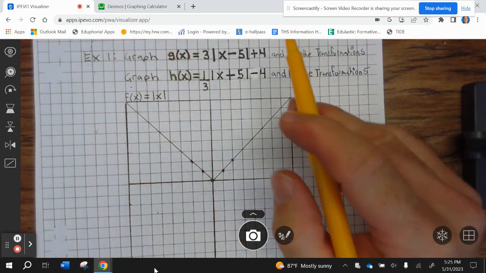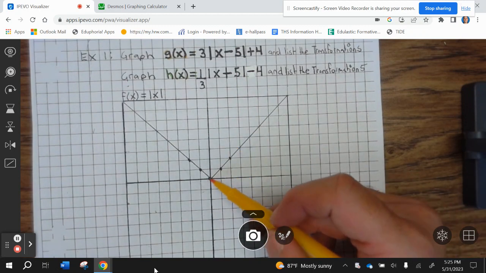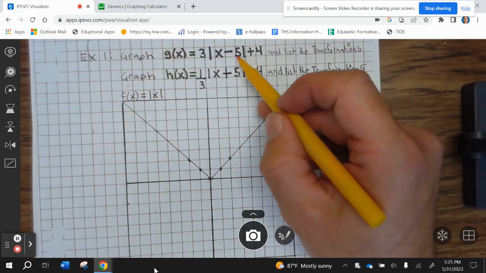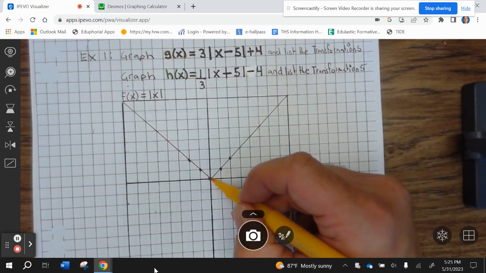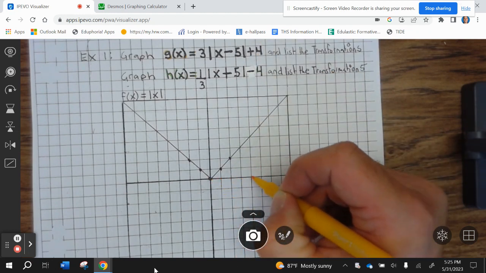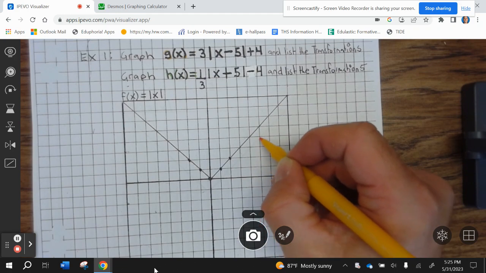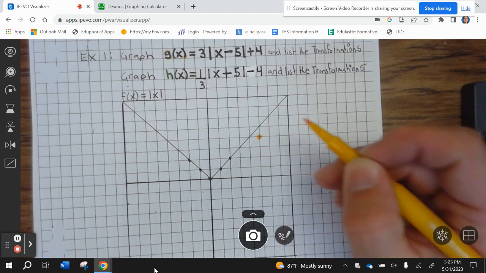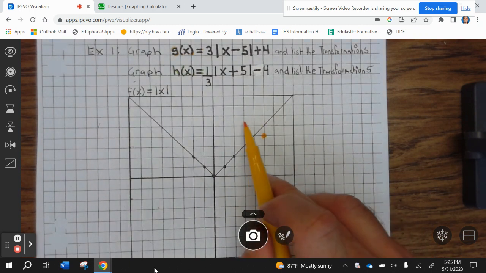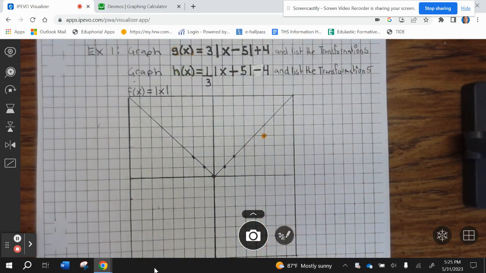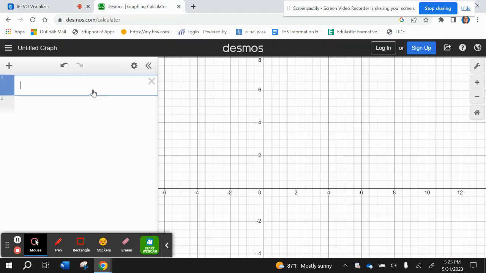Okay, now, first off, the parent function is 0, 0. The minus 5 moves the graph right 5, and this is up 4. So from this point, we can go right 1, 2, 3, 4, 5, up 1, 2, 3, 4. You can get your new vertex from there, okay? Now, all we need is a point to the left and to the right of that. And let's use Desmos to do that, okay? So we have 3.